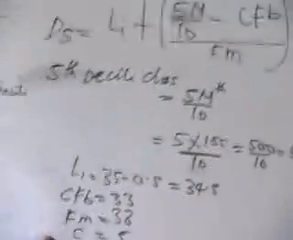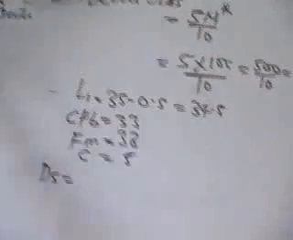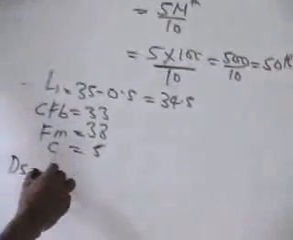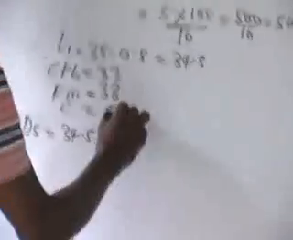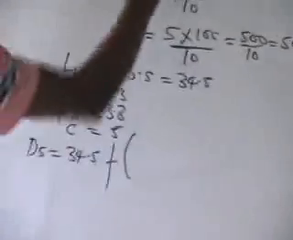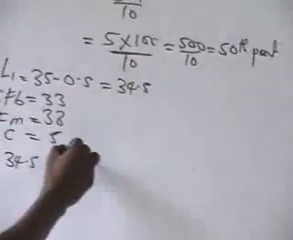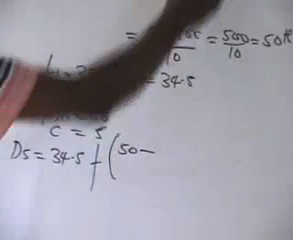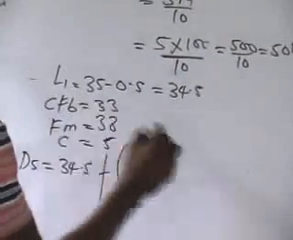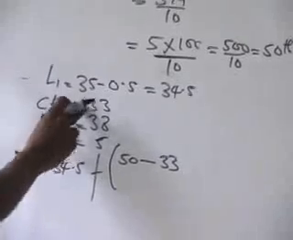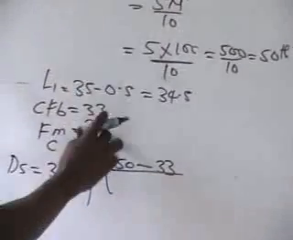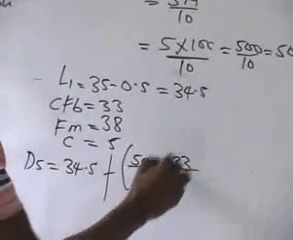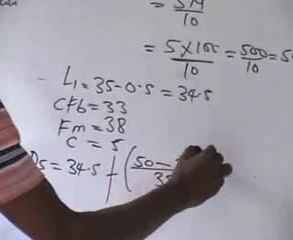So we now go to our fifth decile. What's our L1? L1 equals 34.5 plus 5n divided by 10. We have already calculated it to be 50. Minus CFB, which is 33. Our CFB is 33. Our FM down is 38. Then bracket C, which is equal to 5.